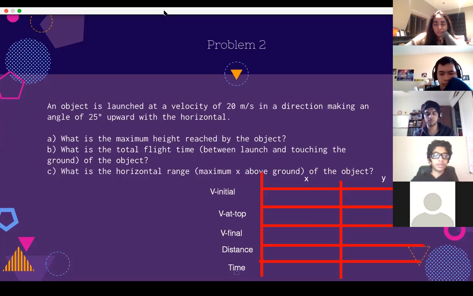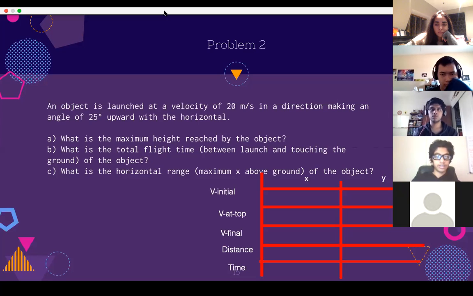So you have an x component and a y component, and we have different variables. So you can choose them as you want. I've taken the initial velocity, the velocity at the top, the final velocity, the total distance in the x direction and y direction, and the total time. And right off the bat, we can write a few things down.